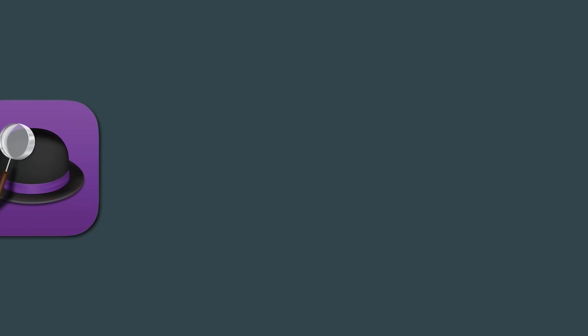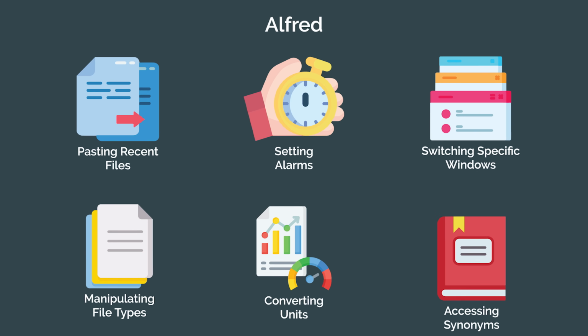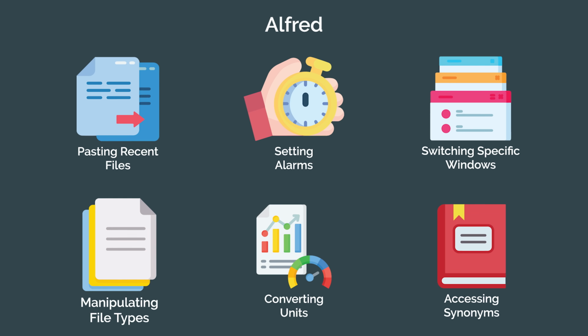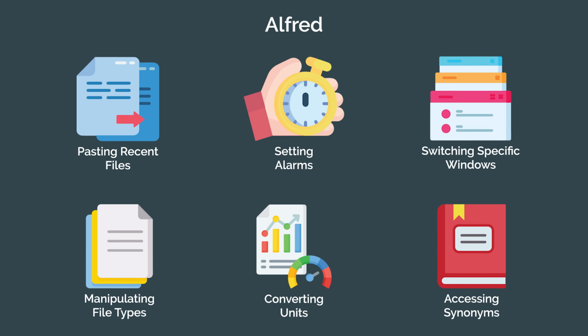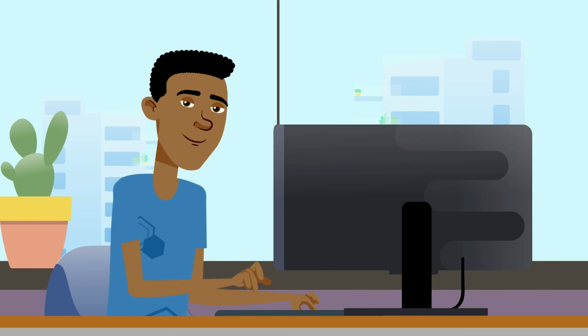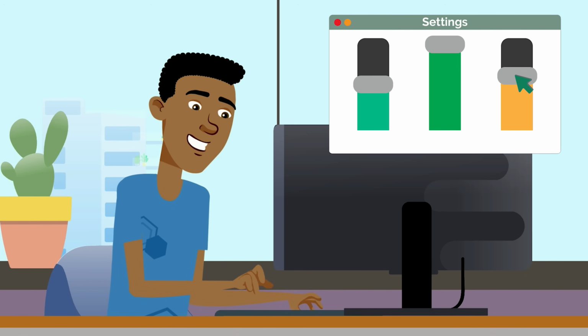This tool allows you to customize the functionality of your Mac with powerful workflows, including pasting the most recent image from a folder, setting timers or alarms, switching to a specific window, manipulating file types, converting measurement units, and accessing synonyms. As with so many of these hacks, it requires upfront effort to set up your processes, but once you have them, you'll quickly begin to save far more time than your initial investment.